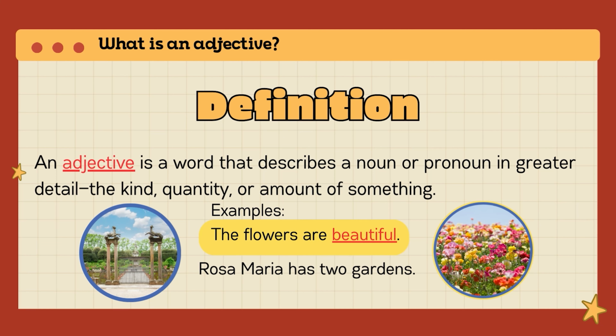The flowers are beautiful. Here, the one that is being described is the flower. So, what about this flower? It is beautiful, right? Next one. Rosa Maria has two gardens. The object that is being described here is the garden. What about this garden? There are two of them.